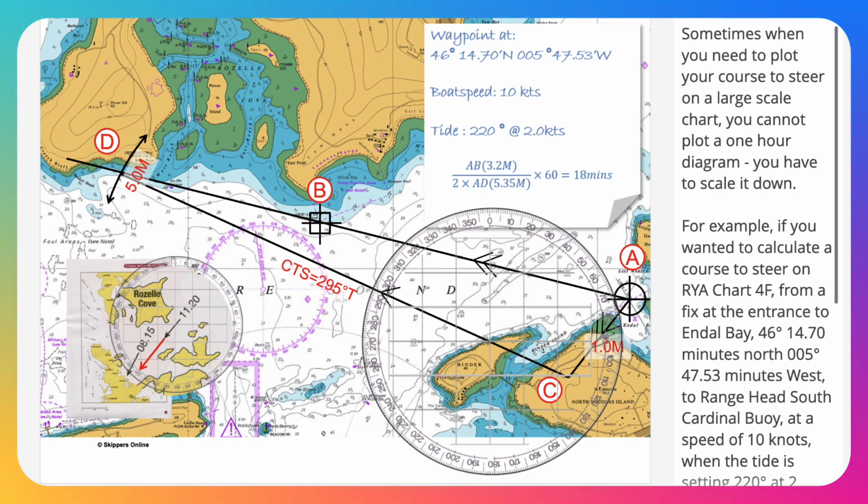So AC equals 1 mile and CD equals 5 miles, which is how far you would go in half an hour. You just need to remember that in order to calculate the time it will take you to get to B, you need to double AD to get your speed over the ground in knots.